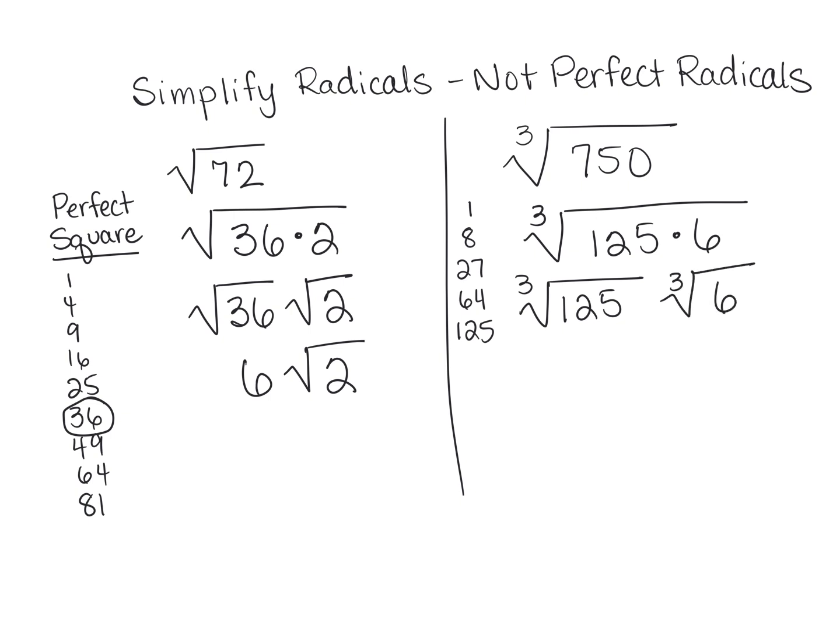And I know that the cube root of 125 is the number 5. And then we have the cube root of 6. And I know that the cube root of 6 won't go any smaller because there's nothing on that perfect cubes list that will divide into 6.